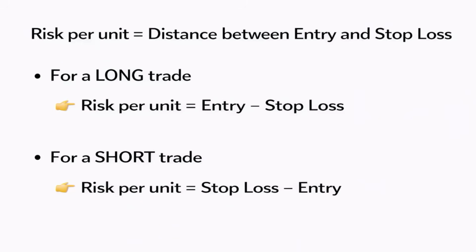Risk per unit is the distance between entry and stop loss. For a long trade, risk per unit equals entry minus stop loss. For a short trade, risk per unit equals stop loss minus entry. But the core idea stays the same. It's the distance to the stop loss.